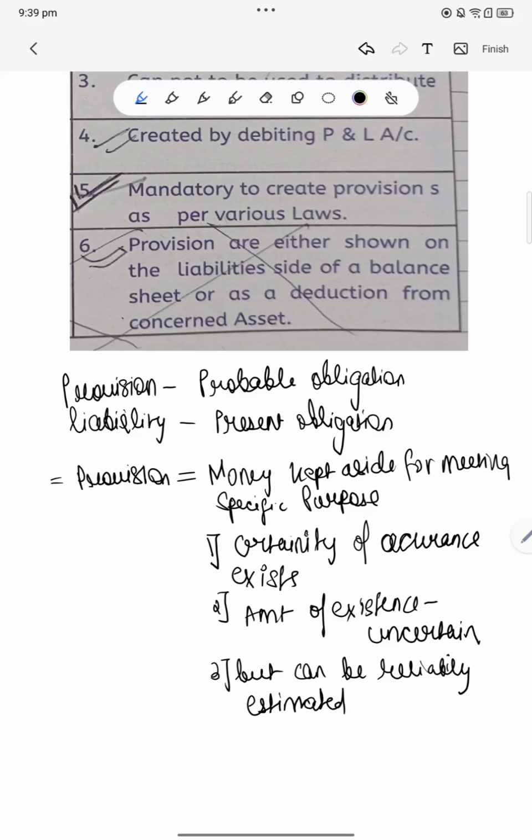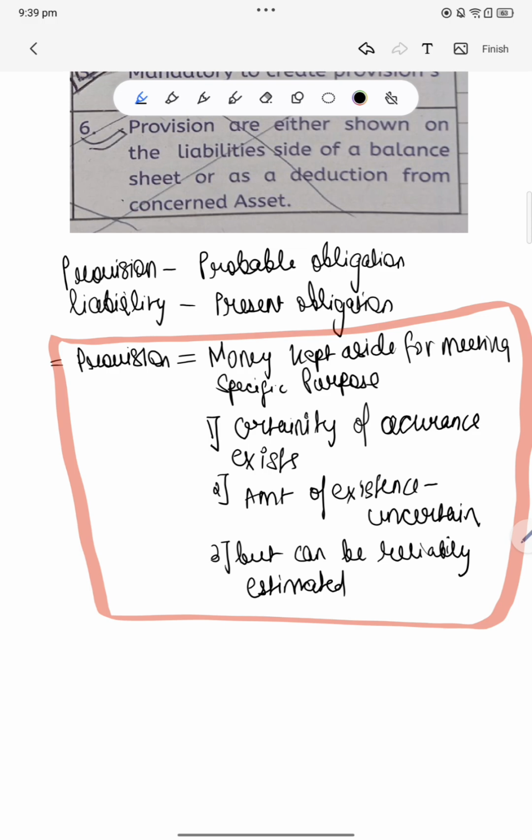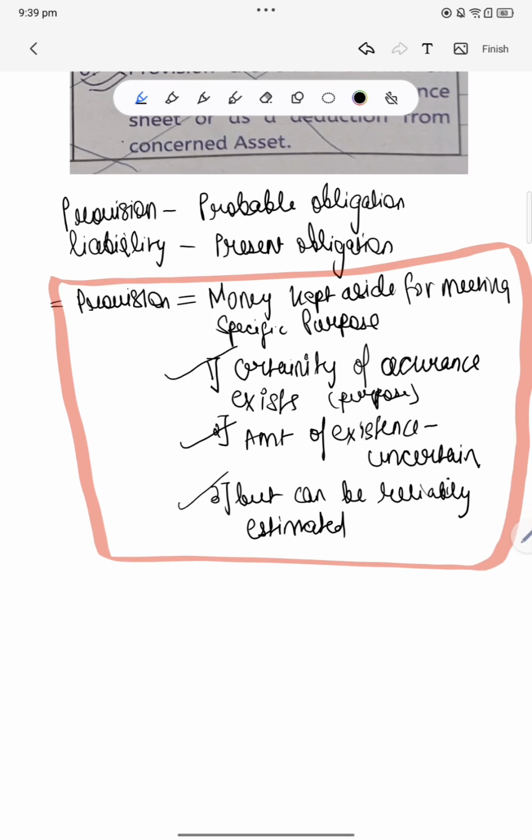So what is provision? In simpler terms, money kept aside for meeting a specific purpose which has certainty of occurrence. The purpose has certainty of occurrence, but the amount is uncertain, but that amount can be reliably estimated, and so that is provision. Whereas liability, on the other hand, is a present obligation due to a past event, and the amount of it is also certain. So you have got the basic understanding of how liability is different from provision.